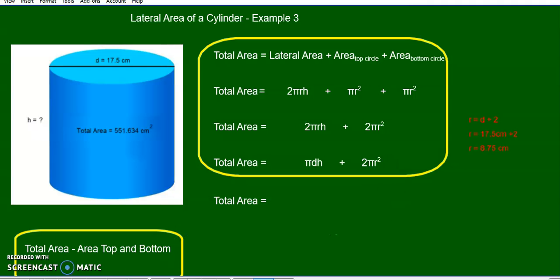And let's just remember that since I have diameter here, I'm going to need my diameter for this part, and I'll need my radius for this part. So the radius is just the diameter divided by 2, which is 8.75.